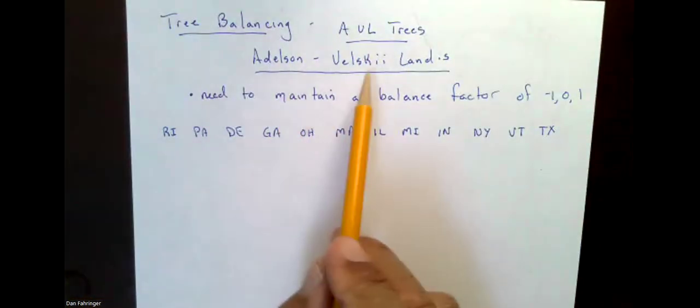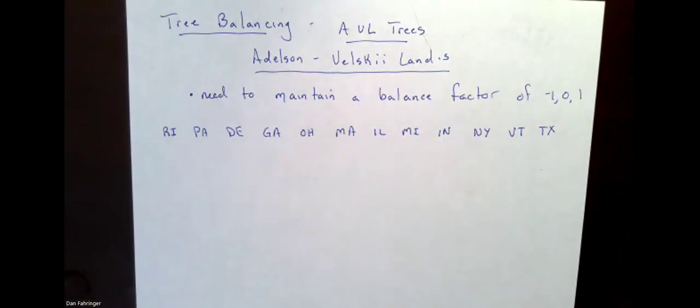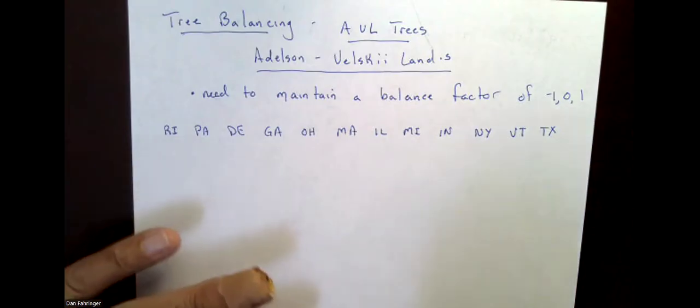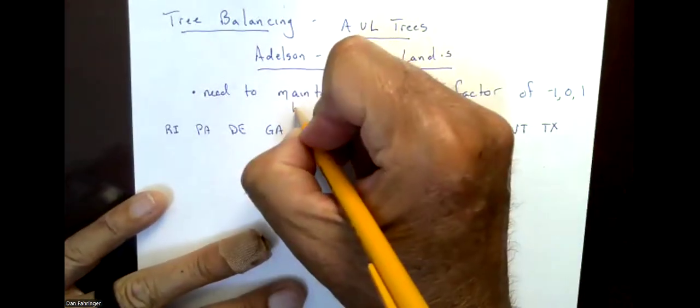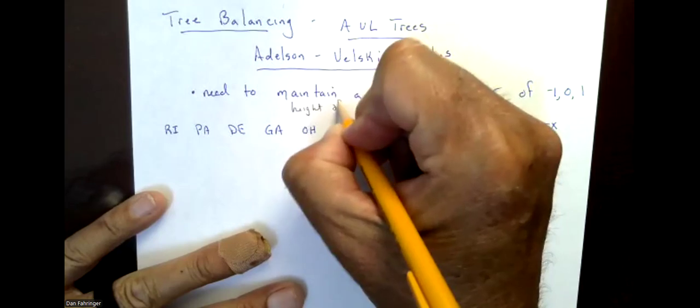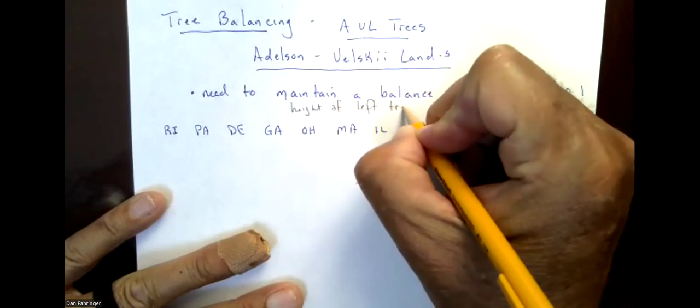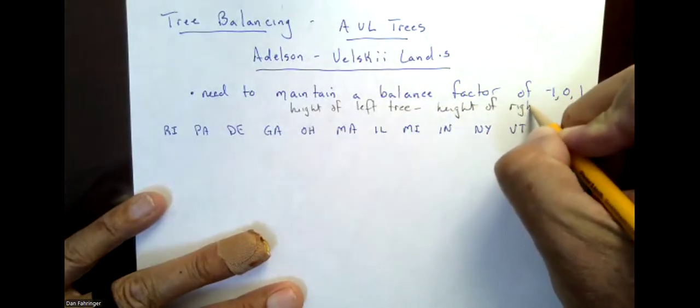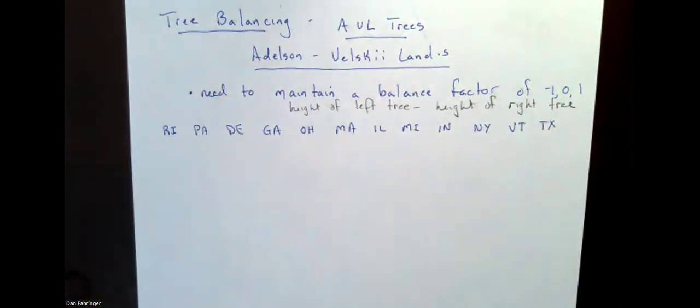Well, these guys, Adelson-Velsky and Landis, came up with something called AVL trees. And this is a way that we're going to balance a tree. Now, balancing a tree, we're going to need to work with a balance factor. And what's that balance factor? That's going to be the height of the left tree minus the height of the right tree. Okay? And we want those numbers to be -1, 0, or 1.